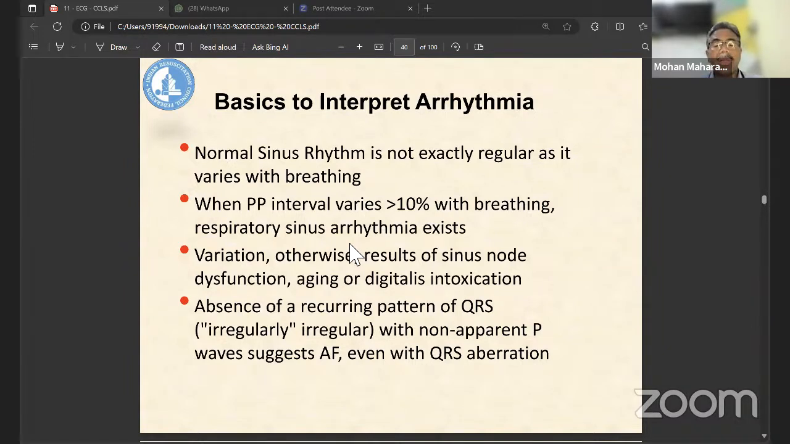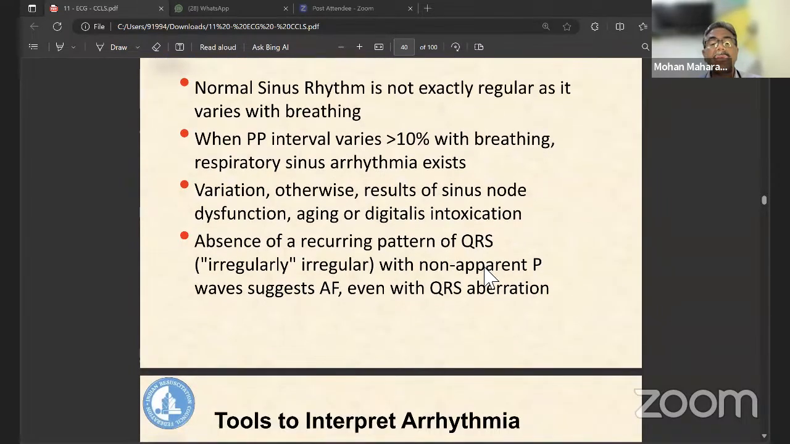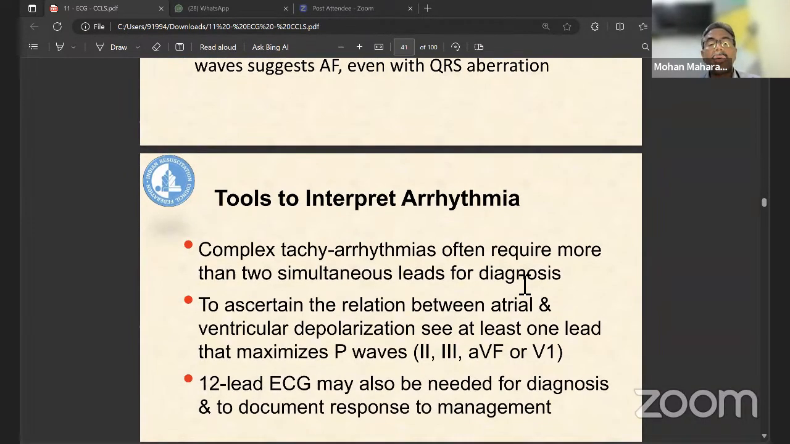Let us talk about the reasons later. Variations otherwise result from sinus node dysfunction, aging, and digitalis toxicity. Absence of a recurring pattern of QRS, that is irregular, with a non-apparent P wave suggests atrial fibrillation, even with QRS aberration.